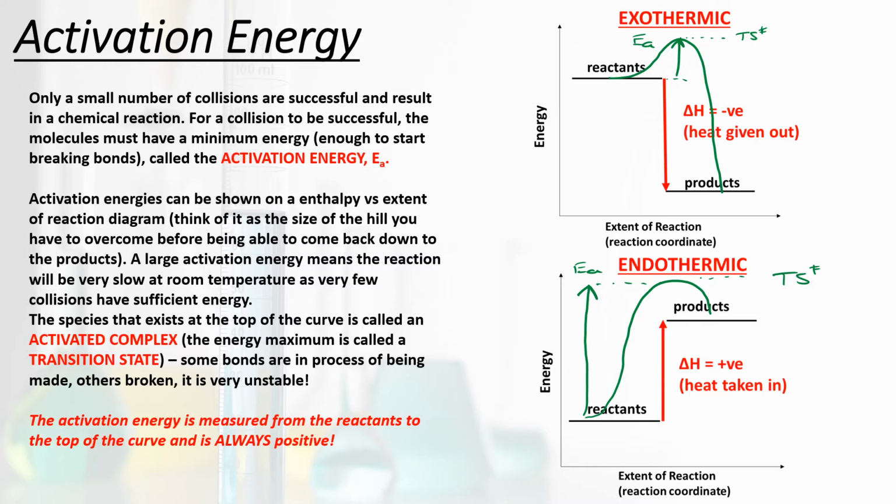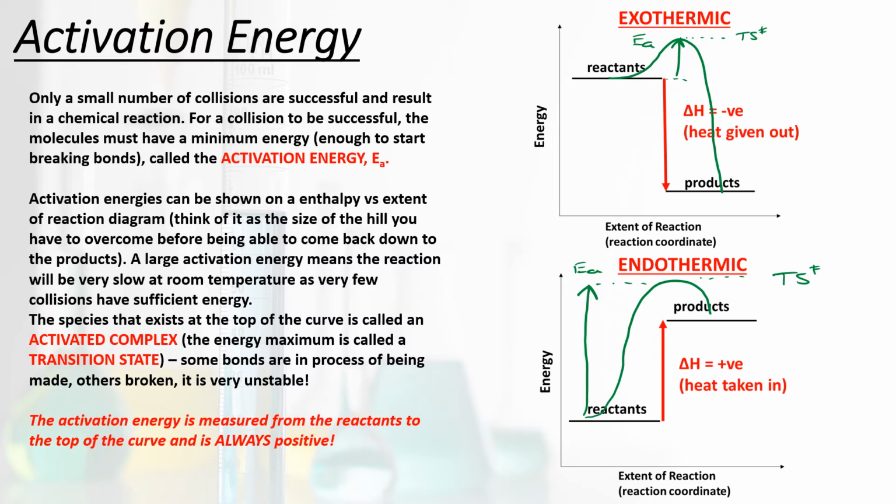Now, the actual species that exists at the top of this curve, the thing that's in between reactants and products, is something called an activated complex. So this is where some bonds are in the process of being made, others have been broken, we're halfway between our reactants and products. It's an incredibly unstable species. It doesn't exist as an intermediate, so we can't typically isolate it. It's very, very unstable, as shown by the very, very high energy. You can see that the highest point of this is this activated complex.